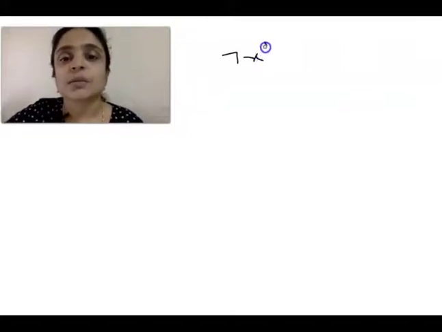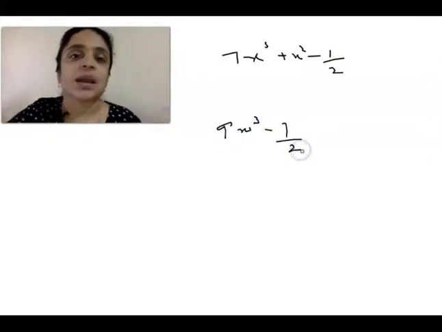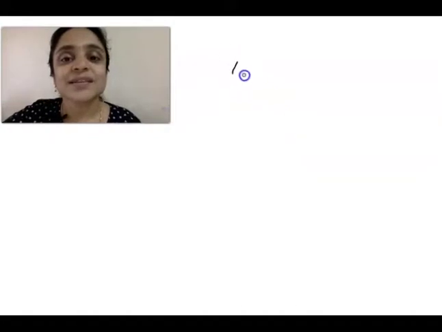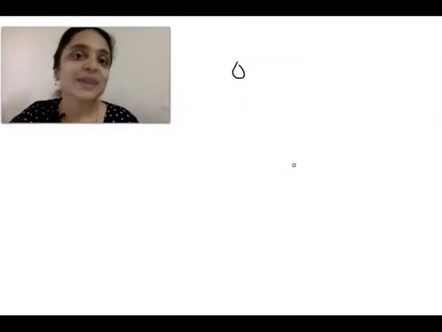7x cube plus x square minus 1 by 2 is a cubic polynomial. 9x cube minus 7 by 2 is a cubic polynomial, and so on. Do you know we have another type of polynomial called the zero polynomial? It is nothing but this zero. Constant polynomial 0 is called the zero polynomial. So, 0 is also a polynomial.